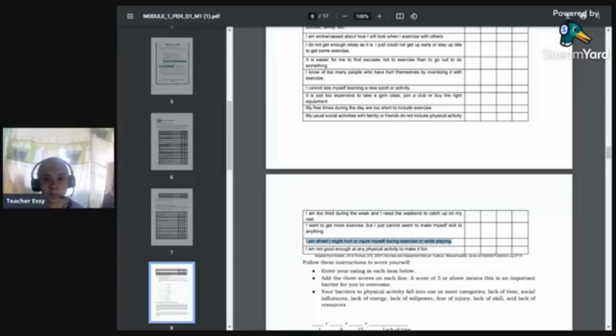2 more. 20. I'm not good enough at any physical activity to make it fun. So, hindi ka magaling, probably hindi ka magaling mag-dance or hindi ka magaling mag-bike, hindi ka magaling laro ng basketball. So, I'm not good enough at any physical activity to make it more fun. So, you think it's not fun because you don't know how to do them.